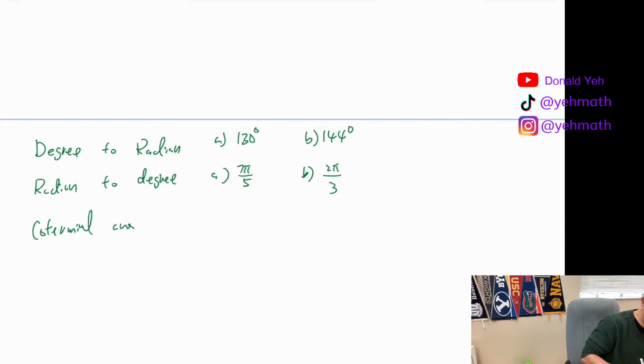Anybody remember what a coterminal angle is? Yes. Ashton, go ahead. Add or subtract 2 pi, right? So I will ask you for a positive coterminal angle and a negative coterminal angle of this. So I could ask you, let's say A, 48 degrees. So obviously 408 degrees is the positive coterminal angle.